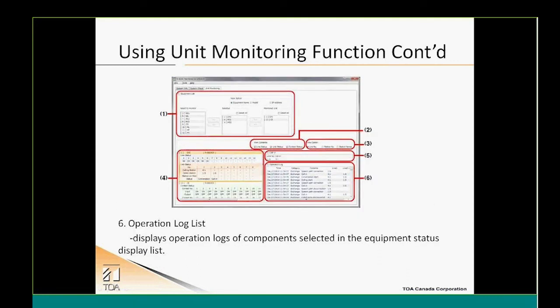And section number 6 is the operation log list, and this displays operation logs of components selected in the equipment status display list. So the operation log list is pretty much an amalgamation of all the information available in the equipment status display, along with a timestamp of when each event occurred.